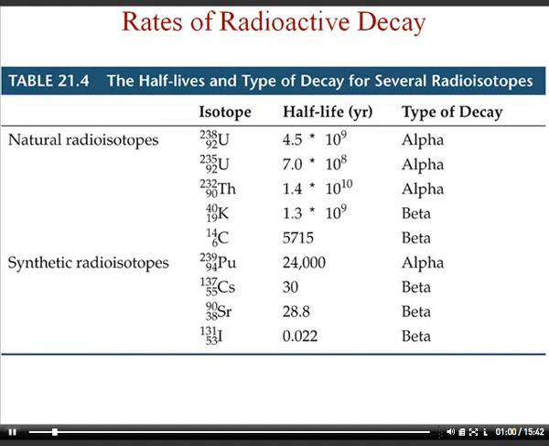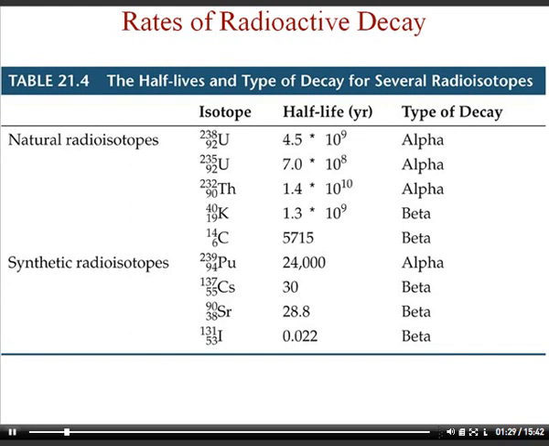So here's a table of some half-lives of common radioactive isotopes. Uranium-238 has a half-life of 4.5 billion years. Uranium-235 has a very long half-life as well. And some synthetic radioisotopes: strontium-90 is 28.8 years, and iodine-131 is a fraction of a year. So you can just get an indication of how long things stick around.